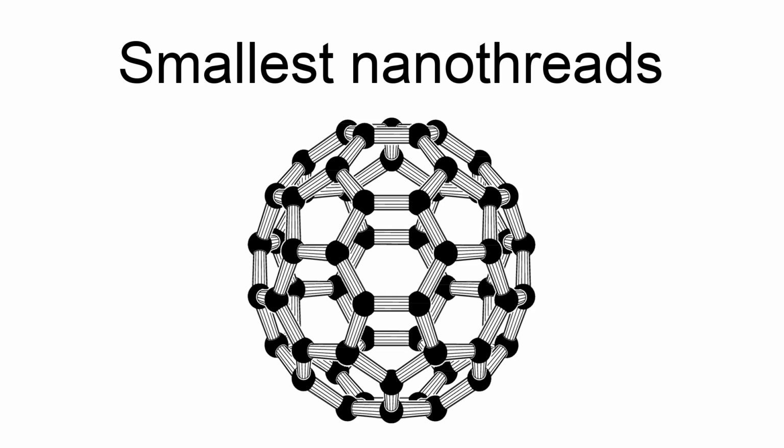Every type of nanothread has a very high Young's modulus, stiffness. The value for the strongest type of nanothread is around 900 GPa, compared to steel at 200 GPa and diamond at over 1200 GPa. The strength of carbon nanothreads may rival or exceed that of carbon nanotubes, CNTs.